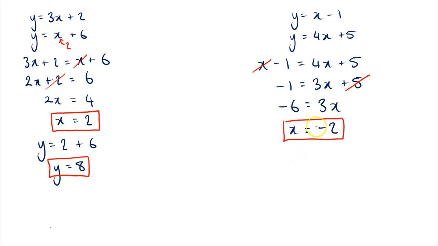Once you've got x is negative 2, you're going to substitute that into either of the two equations at the top. I will choose this first one here. And now we can work out what y must be. So y is equal to negative 2 subtract 1. And so the final solution, y is equal to negative 3. So well done if you managed to get right to the end there. And now we can go on and look at another type of problem.